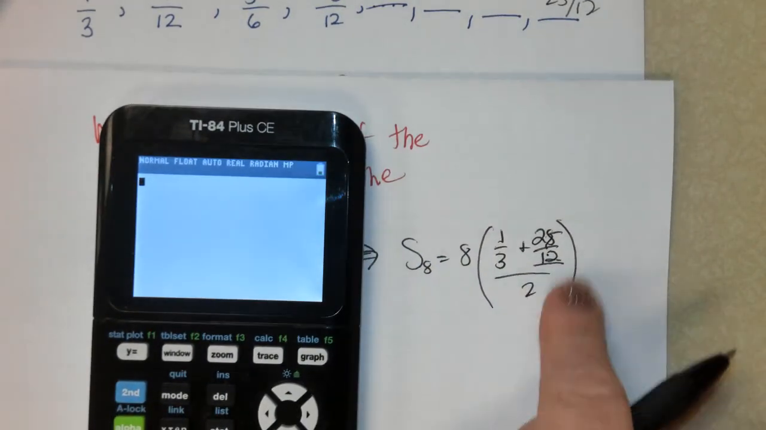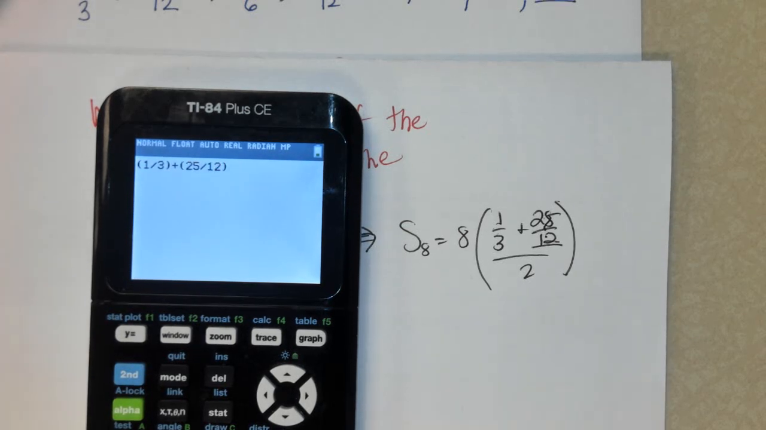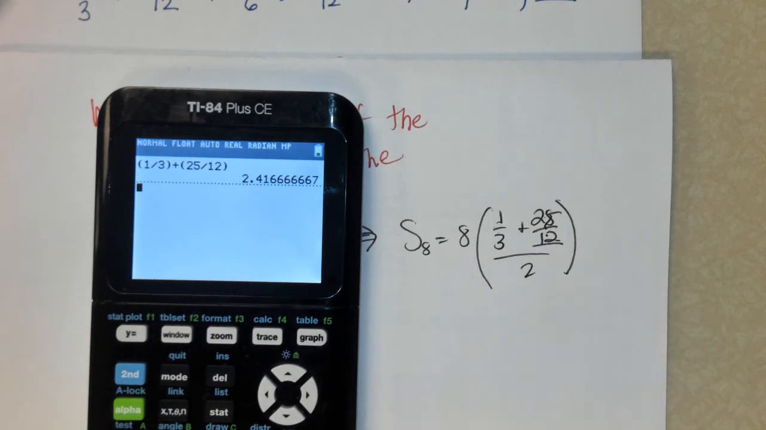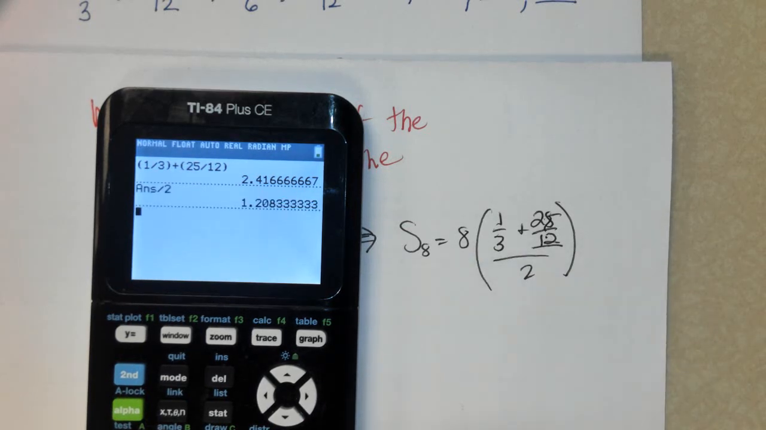So PEMDAS says first take care of parentheses. So I'm going to take 1/3 and add 25 over 12, and I'm going to press enter. So I'm doing the numerator. Okay, I'm combining, doing the numerator, get an answer. Now I need to divide it by 2. And lastly, I'm going to multiply by the number out front.